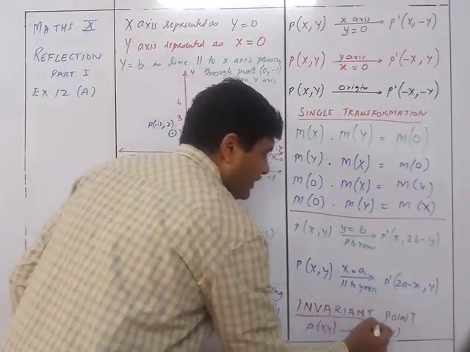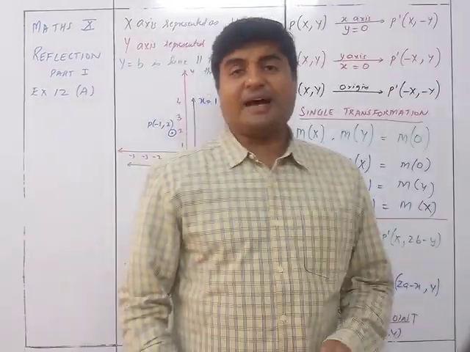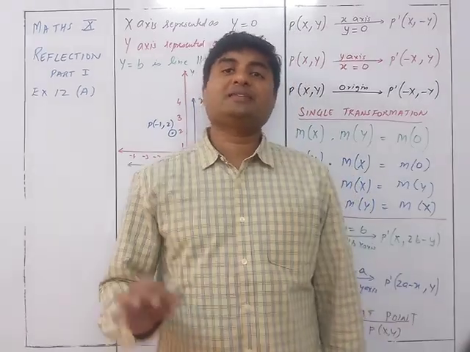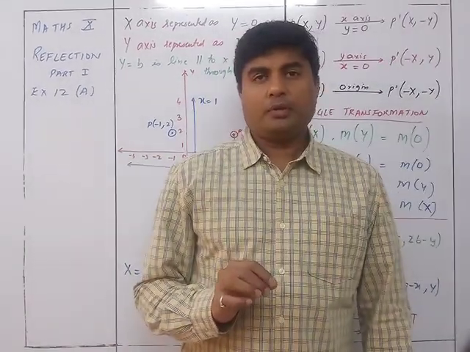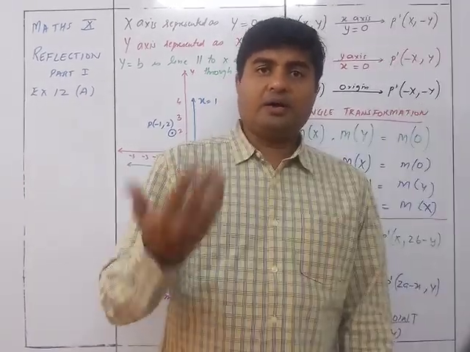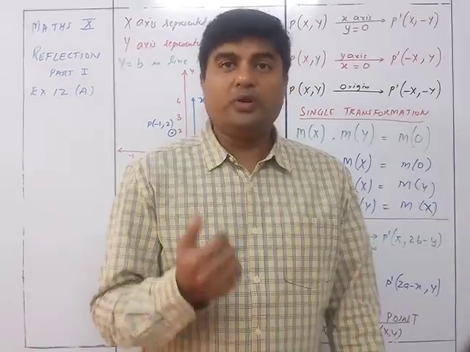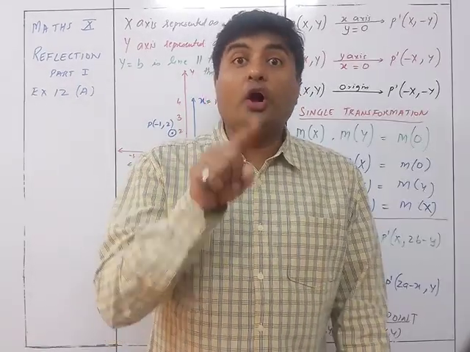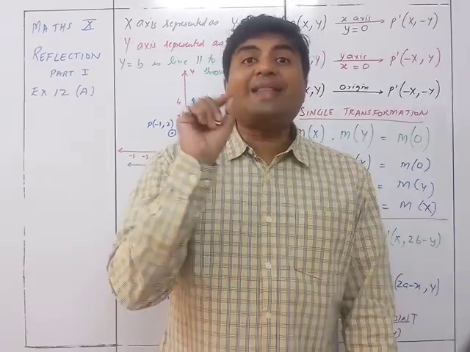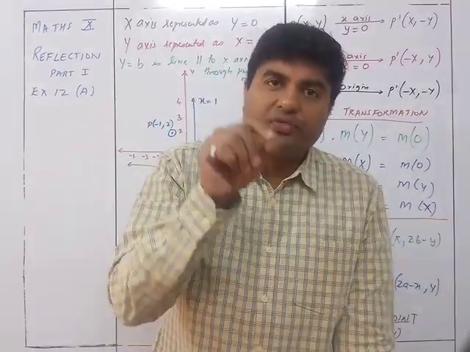What is an invariant point? It is a point such that even after reflection the point remains the same. Now you will be thinking, how can it be possible that after reflection the point remains the same? Yes, it is very well possible. You know how? If the point is on the mirror, then the reflection of that point will be the same point on the mirror.